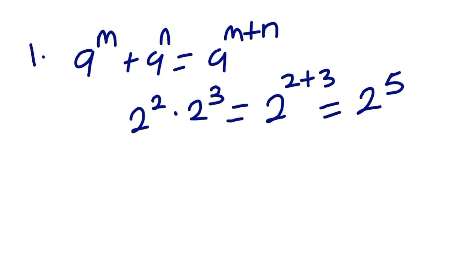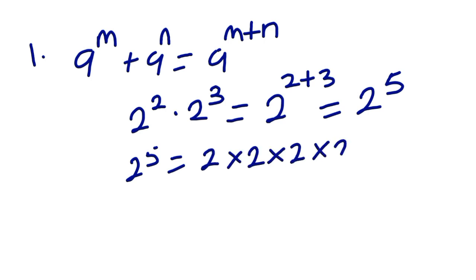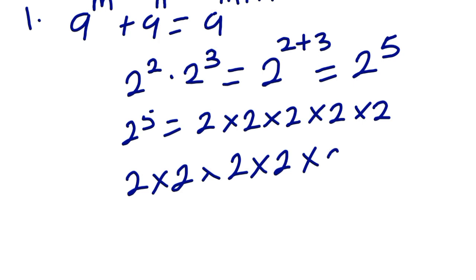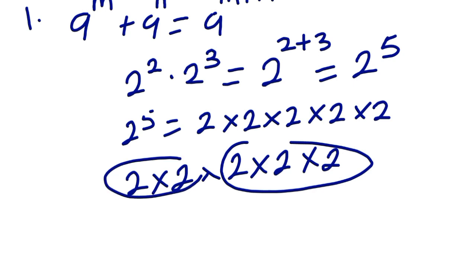Now to check this law, 2 raised to the power of 5 is equal to 2 multiplied by 2 multiplied by 2 multiplied by 2 multiplied by 2. On the other part, when you have 2 raised to the power of 2 multiplied by 2 raised to the power of 3, if you write them separately, you will still have 2 multiplied by 2, which is 2 raised to the power of 2, multiplied by 2 multiplied by 2 multiplied by 2, which is 2 raised to the power of 3. So you can see that it's the same thing as 2 raised to the power of 5.